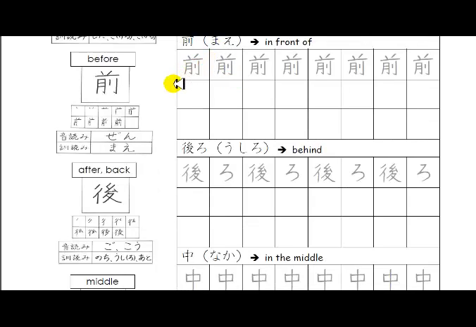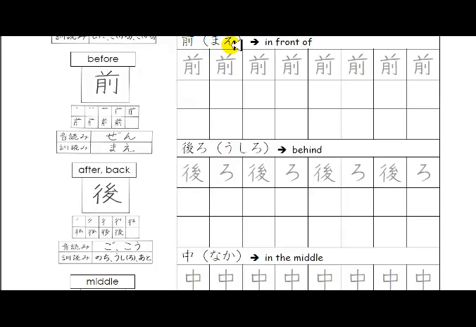Let's look at the next kanji. It's this one here, and it means before. Before when we're talking about time, but when we're talking about place, it actually means in front of. Here we're going to be using the kun reading again. That's the Japanese reading, mae. That's how we're going to pronounce it, mae.